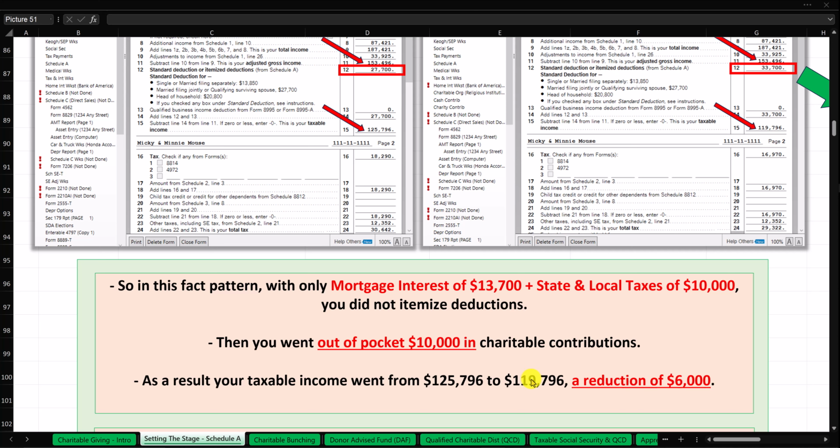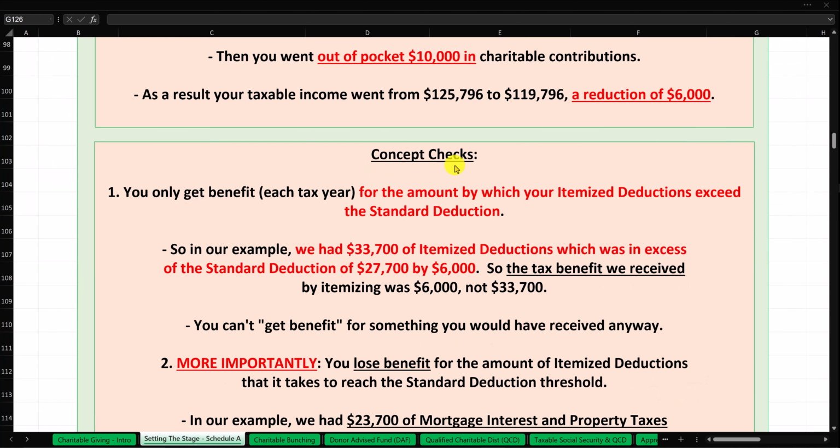And so just like we said before, when we put these numbers in TurboTax, going out of pocket $10,000 in charitable contributions in this fact pattern leads only to a tax benefit of $6,000 in the form of reduced taxable income. Let's do a couple of concept checks before we move to the next section.